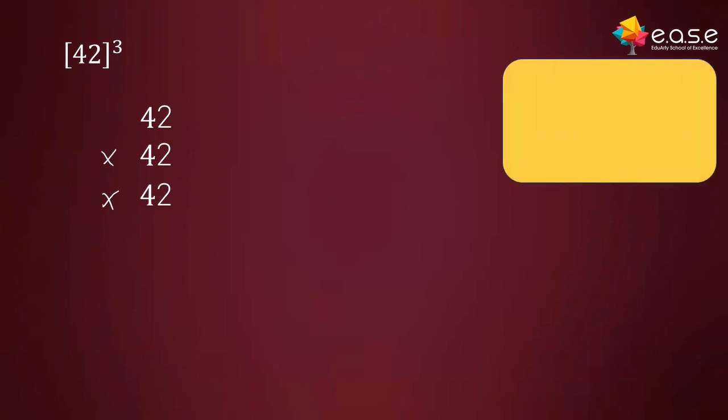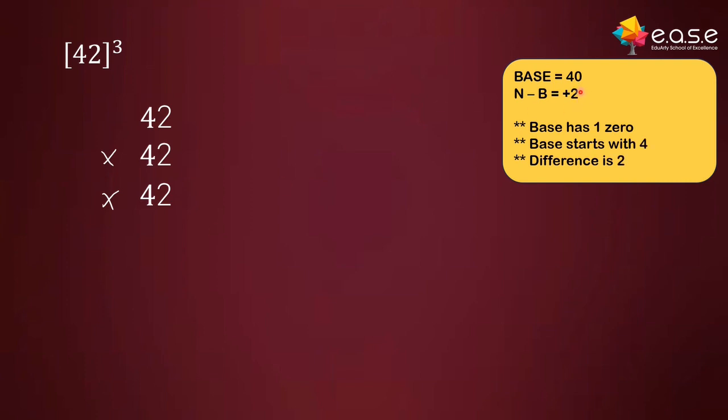We have the base. What is our base? Our base is 40. Number minus base, the difference, is 2. Base has 1 zero, base starts with 4, and the difference is 2. These are the things that you need to observe and accordingly work around. Now let's write down the difference. The difference is 2, again 2, and again 2, correct.